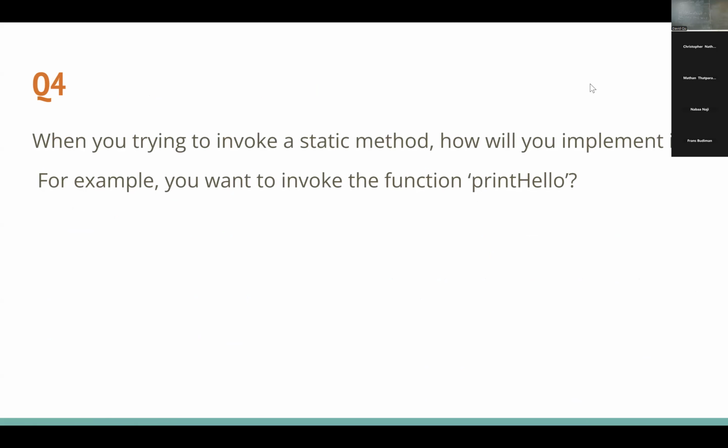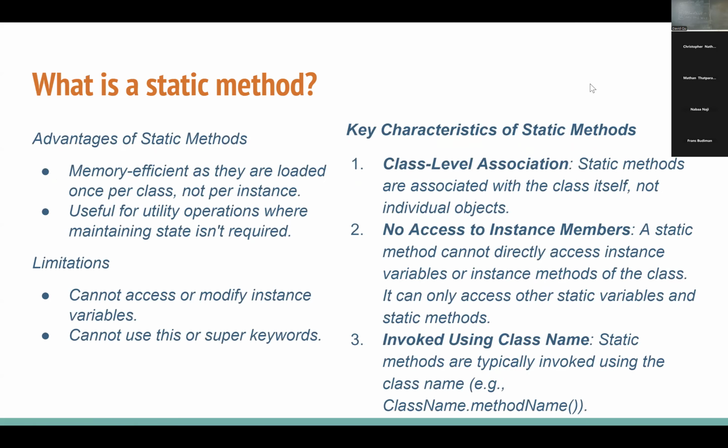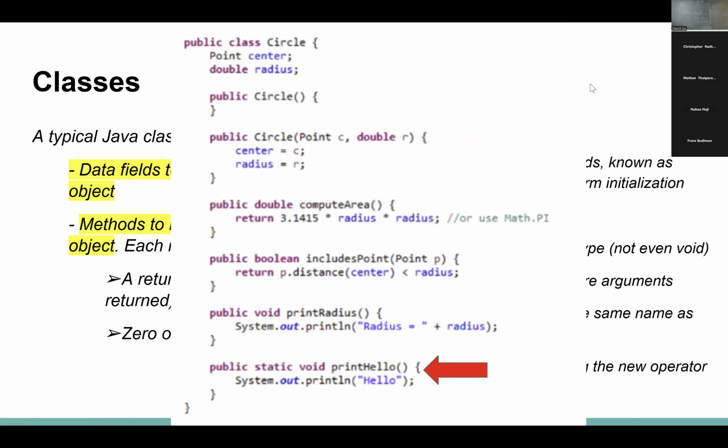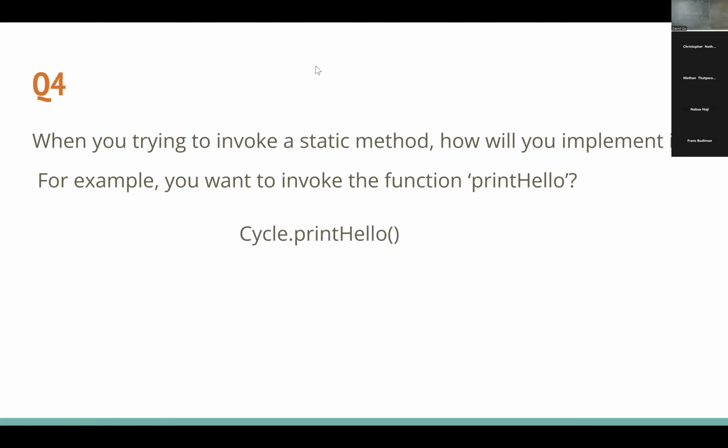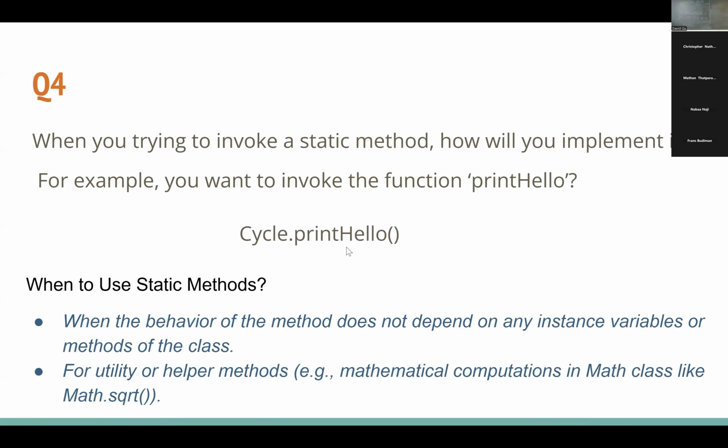Let's do a question. We're trying to invoke a static method. How will you implement it? For example, you want to invoke the function printHello. You will invoke it using the class name. Circle is the class name. So you're trying to invoke the static method printHello, you need to put Circle.printHello. Sorry, I wrote it as Cycle, but it should be Circle.